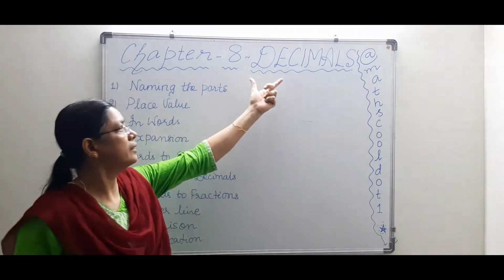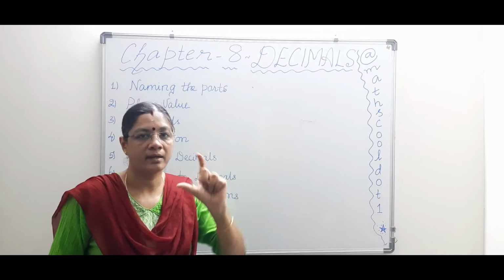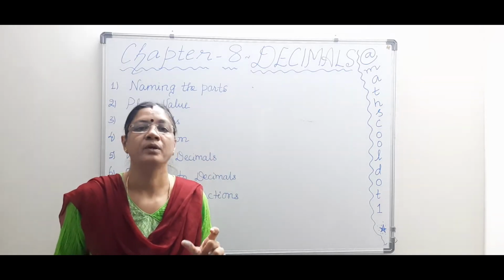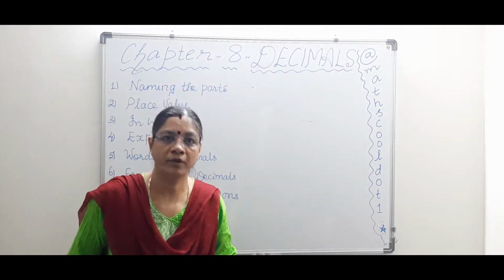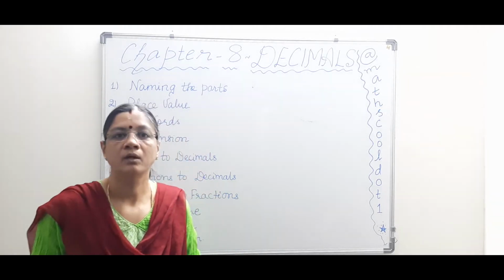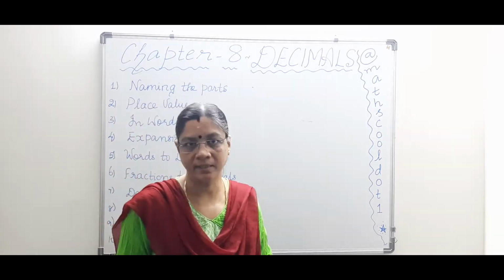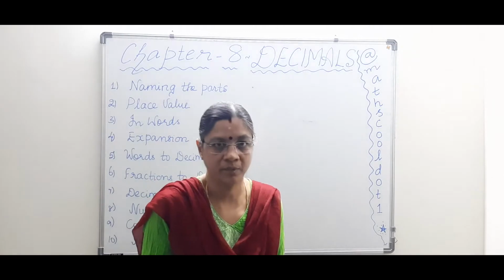Deci means 10. Understand the word deci means 10. So with the base as 10, we represent each and every place with the base 10. So how do we do it? We'll start studying decimals, but before that I would just like to introduce decimals to you.